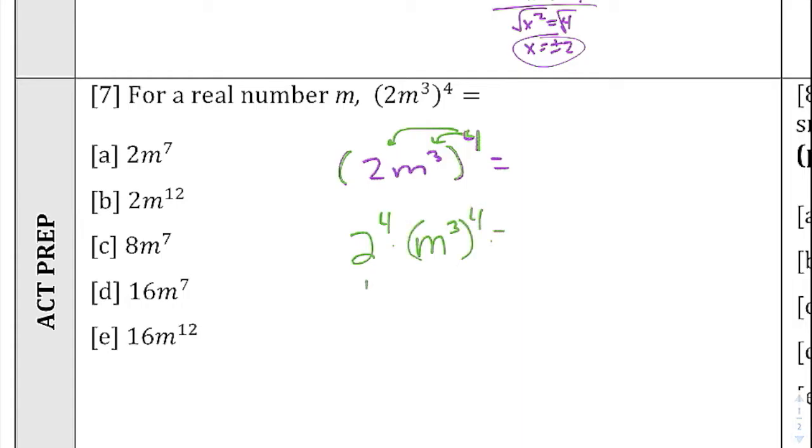Now right away, we can look at 2 to the 4th being 16, which means these cannot be the right answer. It's either got to be m to the 7th or m to the 12th. Well, if you look at the m powers as written, we have a power stacked to a power. And so we're either going to add those powers and get 7, or we're going to multiply those powers and get 12. Now if you recall, a power just means that number times itself that many times.